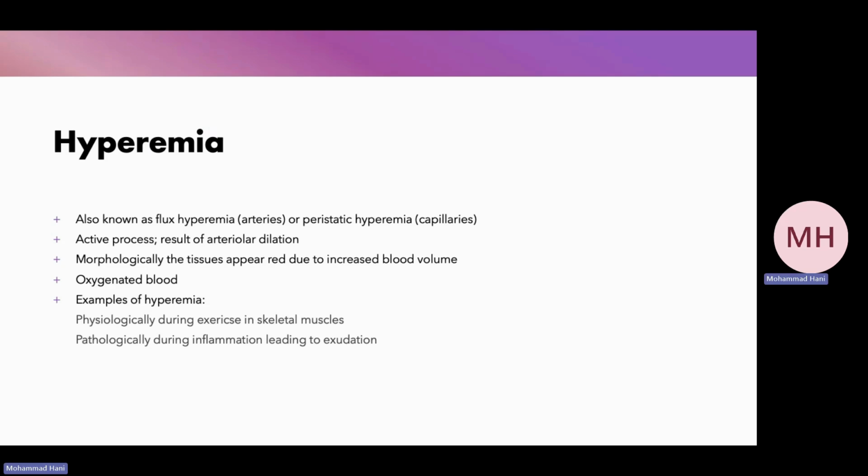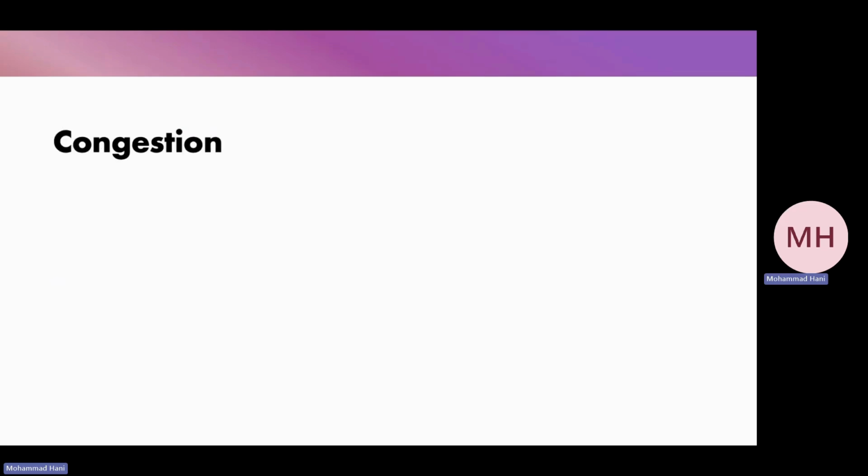You get dilation of these vessels, which allows for an increased blood flow into the tissue. And also, apart from increased blood flow, after the dilation, the flow rate decreases. Like the speed at which the blood is flowing also decreases. And I think it's called margination. So remember that. Moving on to congestion.